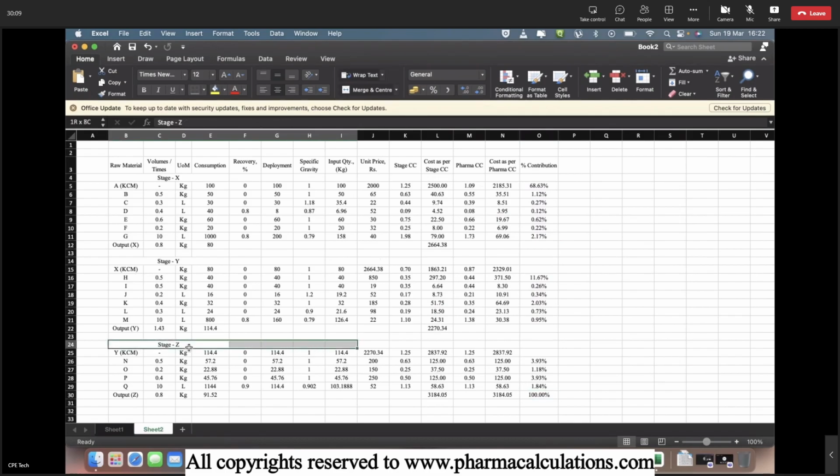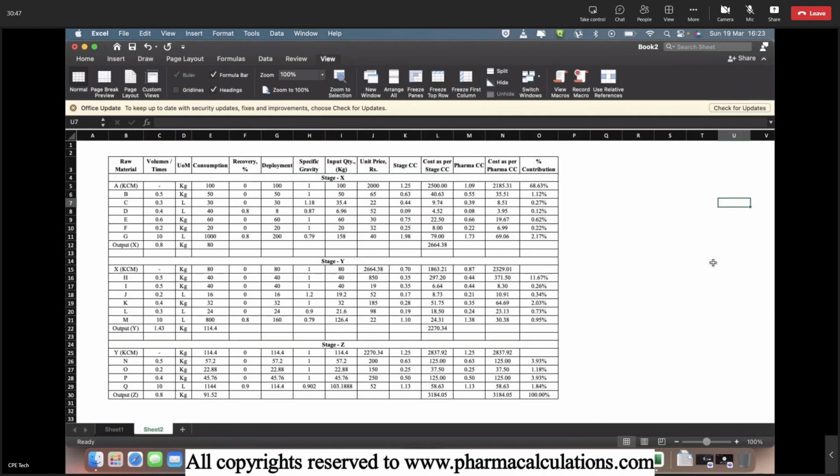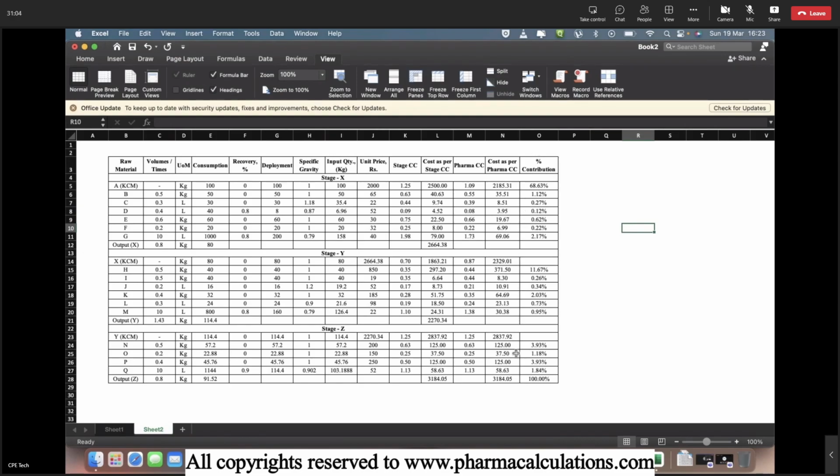Now let's do some alignment things. Let's apply border so that you can see the sheet clearly. So now this is the raw material cost contribution sheet for total 3 products. So if you are able to see the last column, the percentage contribution. From this, you are able to see that the majority of the contribution is being done by the key contributing material A, or the KSM A. That means it is attributing to total 68.63% of total costs.